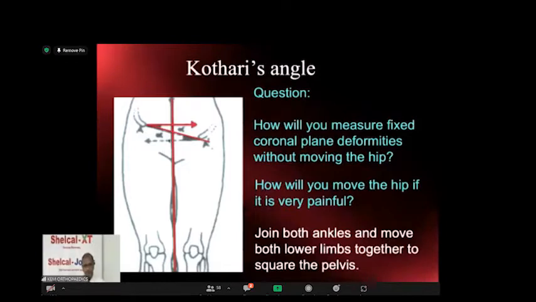So that is without moving the hip. Sometimes the hip is very painful, an arthritic hip. So how will you do the movement? You tell them to join both the knees and move both lower limbs together in order to square the pelvis. Sometimes these are tricky questions which the examiner asks. The patient is very painful and not allowing movement, so join both the limbs. The other limb acts as a support. Then you square the pelvis. The other hip has normal movements, so you can square the pelvis accordingly.